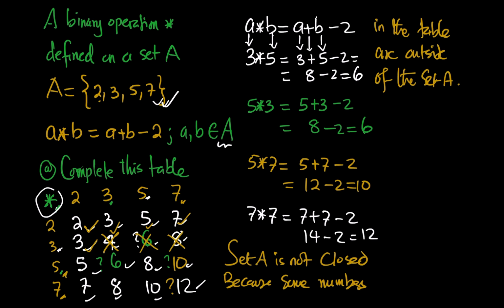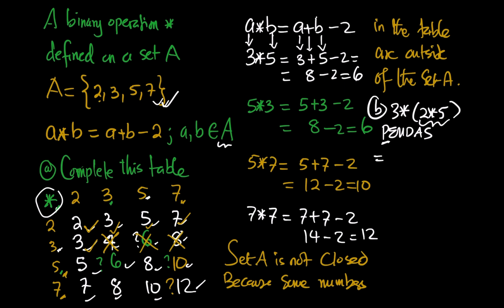Now, what about the B part? What about if you're asked to evaluate 3 star 2 star 5? How are we going to do that? Now remember, don't forget our PEMDAS. Our PEMDAS says we should start with the parentheses first. So we're going to start with this one here.